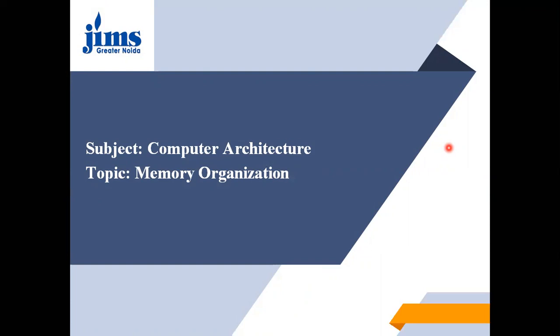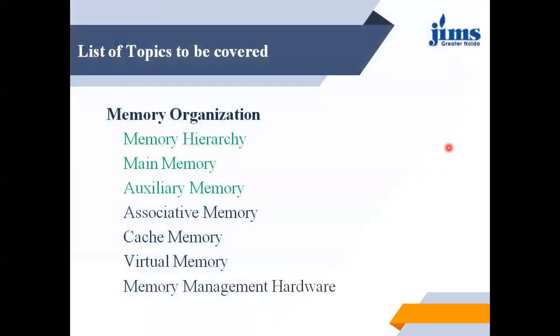So unit 4 is memory organization. So let's start with memory organization. In memory organization, there are 7 subtopics. First one is memory hierarchy. Second one is main memory. Third, auxiliary memory. Fourth, associative memory. Fifth, cache memory. Sixth, virtual memory. And the last, the seventh one, is the management of the hardware in the memory.